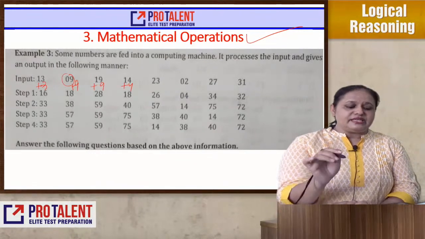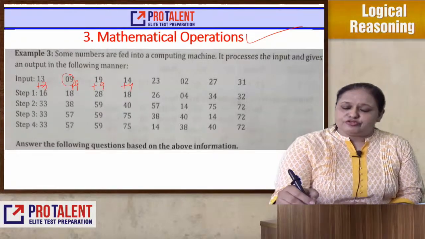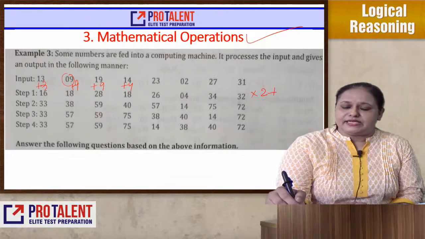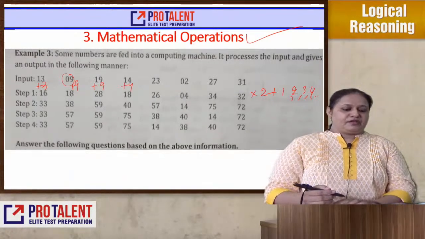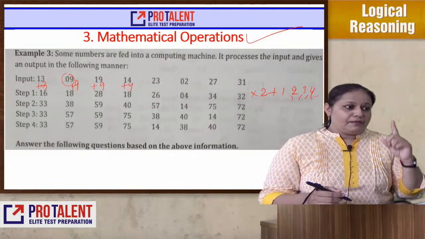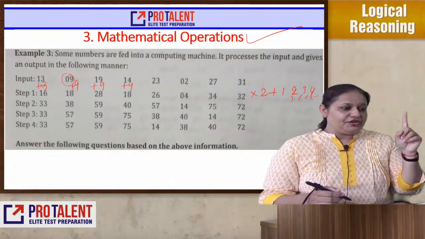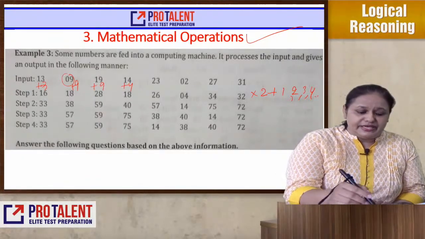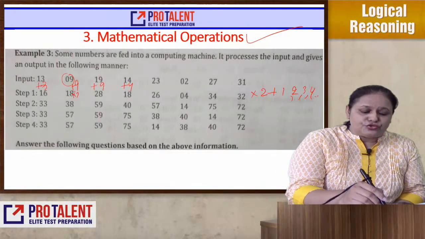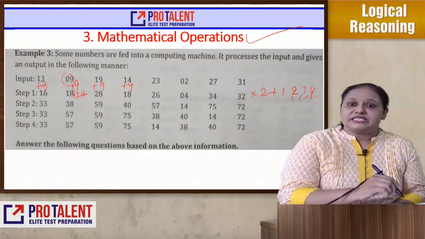Alright friends, here the logic is you have to multiply the input by 2 plus the natural number, meaning in the first I added 1, in the second I added 2, in the third 3 and so on. See, 16 into 2 plus 1, very good. 16 into 2 plus 1 is 33. 18 into 2 plus 2 is 38.